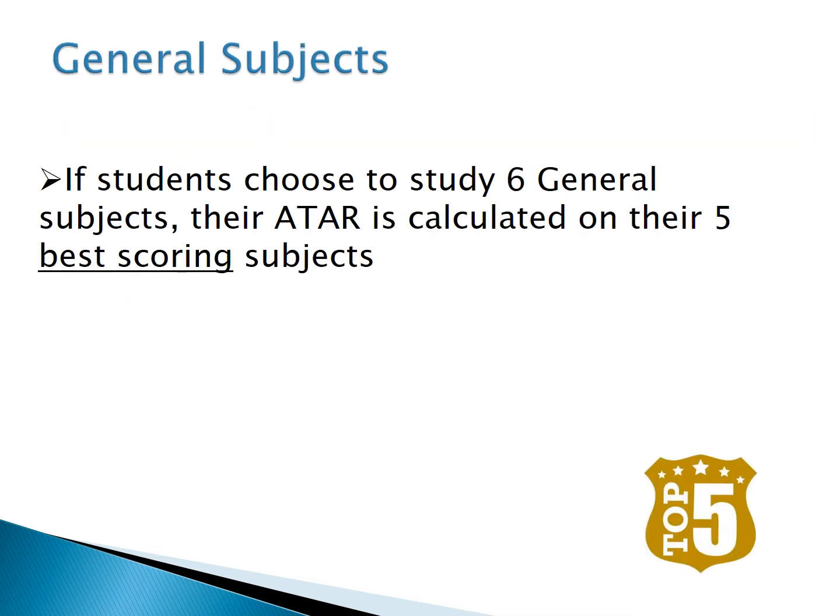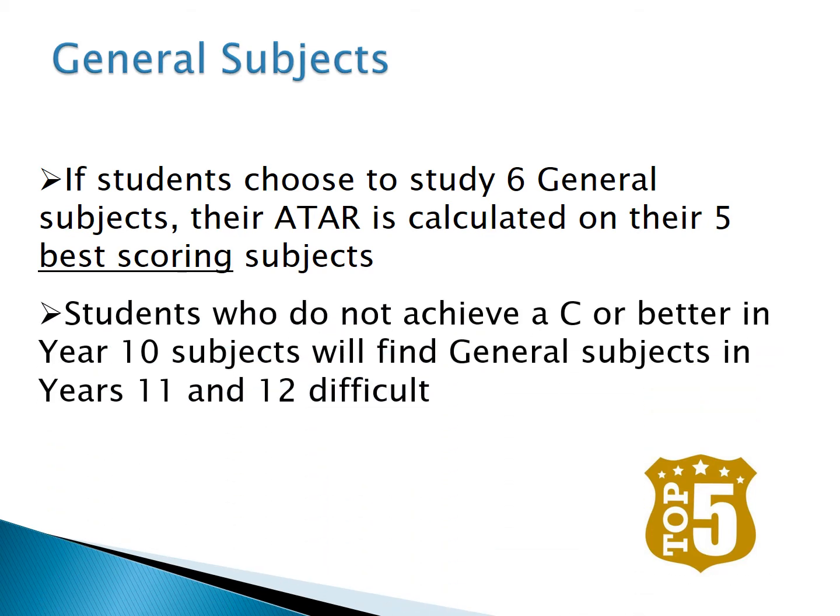If students choose to study 6 general subjects, their ATAR is calculated on their 5 best scoring subjects. So some students like to choose the 6, just in case one subject might not go quite according to plan, they can still rely on their other 5 subjects. Students, though, who do not achieve a C or better in grade 10 subjects will find general subjects in grade 11 and 12 difficult.